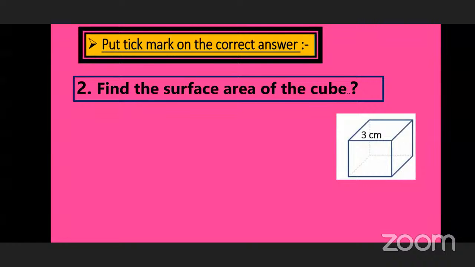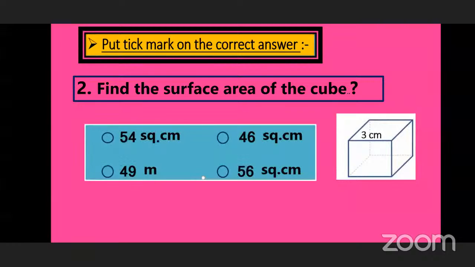Find the surface area of the cube whose length is 3 centimeters. What is the formula for finding out the surface area of the cube, children? Don't be in a hurry. 54 square centimeter. Yes, the answer is 54 square centimeters. And the formula for finding out the surface area of a cube is 6 times side square, 6 into side square. Excellent, children. Excellent.